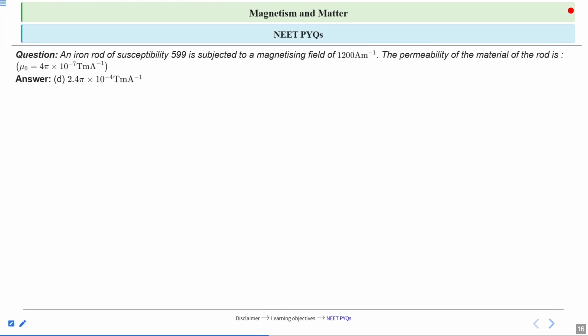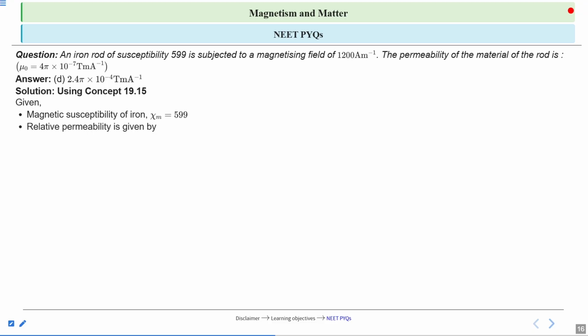Let's see the solution. The correct option is D, 2.4 pi into 10 to the power minus 4 Tesla meter per ampere. Using concept 19.15, the magnetic susceptibility of iron is given, chi m equal to 599. Relative permeability is equal to 1 plus chi m, the relation between relative permeability and magnetic susceptibility. So relative permeability will be 599 plus 1, which is 600. The permeability of the material is equal to the permeability of free space into the relative permeability of the material.